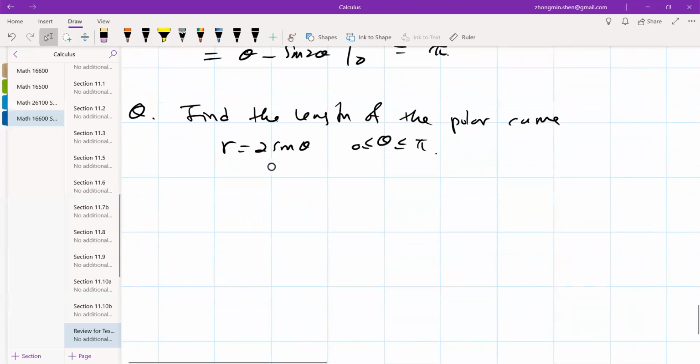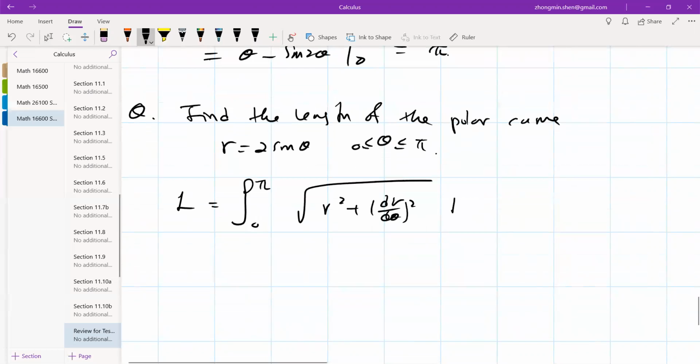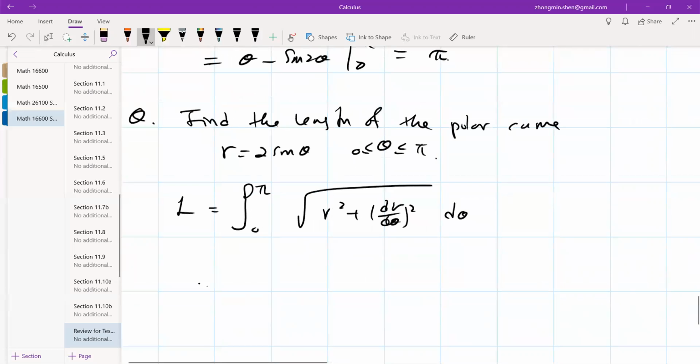You have to write down the formula. The length is going to be the integral from 0 to pi of the square root of r squared plus (dr d theta) squared. Write down this formula first. Then you put in the details.